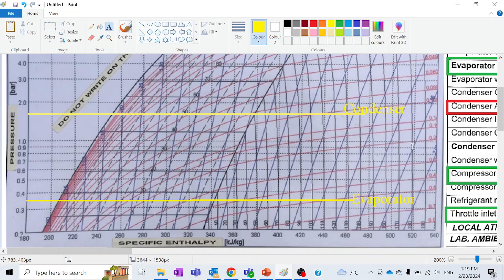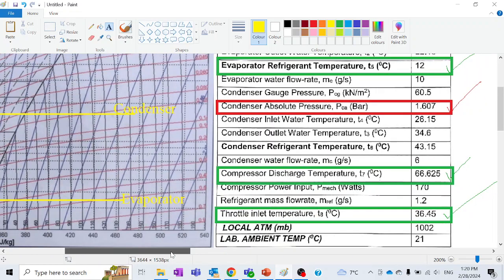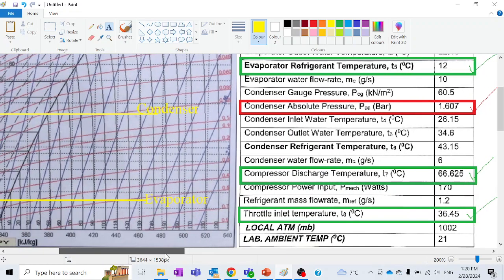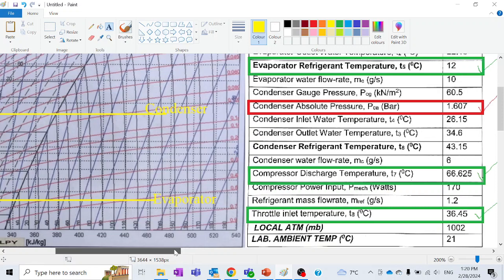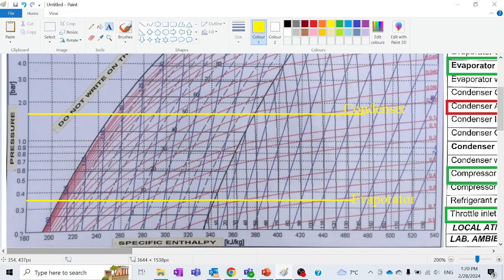Remember that this data we obtained from the experiment performed in the lab for the refrigeration cycle. Now other important information from the data we obtained is the temperature values. For example, for the evaporator pressure, the evaporator refrigerant temperature is 12 degrees. It is given to us; we found it from the experiment. So let's trace this point.